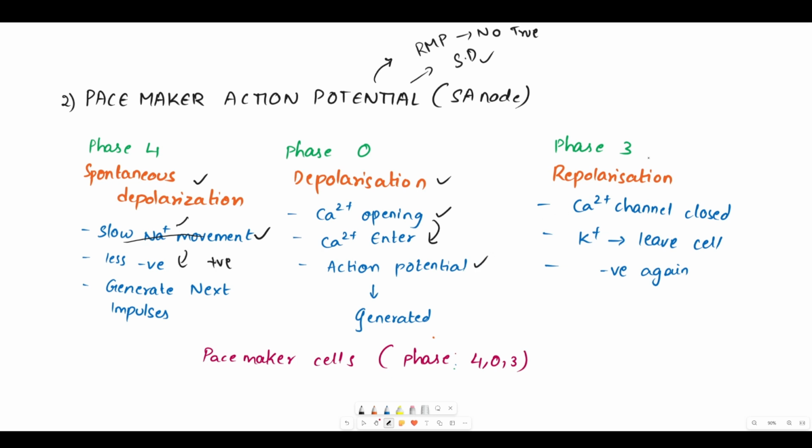Then the third phase, phase 3, is the repolarization phase. In this phase, the calcium channels will be closed. Now the potassium will be leaving the cell. In this condition, the membrane potential becomes negative again. So just remember that pacemaker cells contain only phase 4, phase 0 and phase 3. In the pacemaker cell, phase 1 and phase 2 are absent.